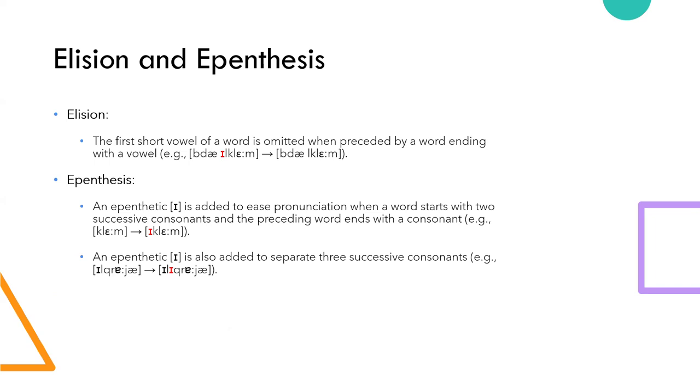Another phenomenon that is very interesting is the elision and the epenthesis. The elision is when the first short vowel of a word is omitted when preceded by a word ending with a vowel, as you see in the example. The epenthesis is when an epenthetic A is added to ease the pronunciation when a word starts with two successive consonants and the preceding word ends with a consonant, or when an epenthetic E is added to separate three successive consonants, as shown in the examples below.